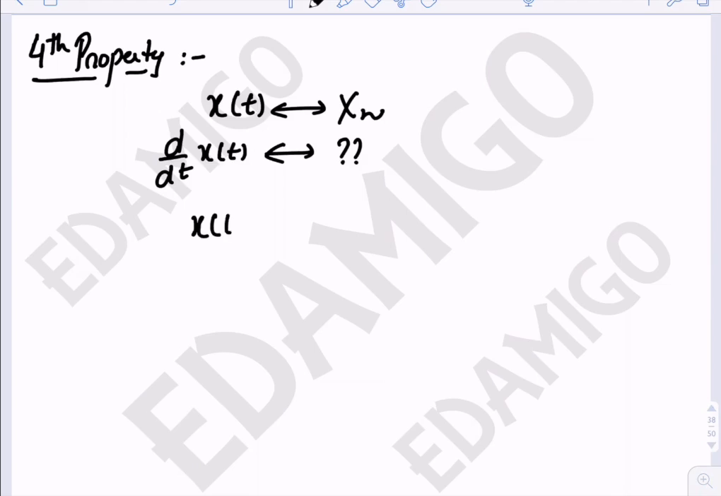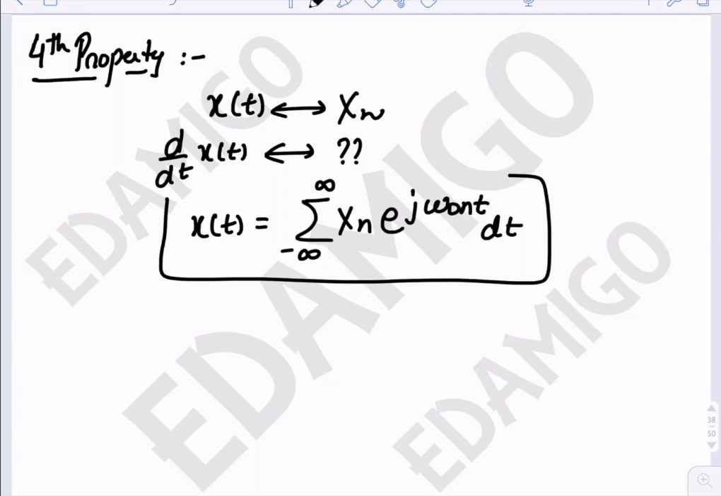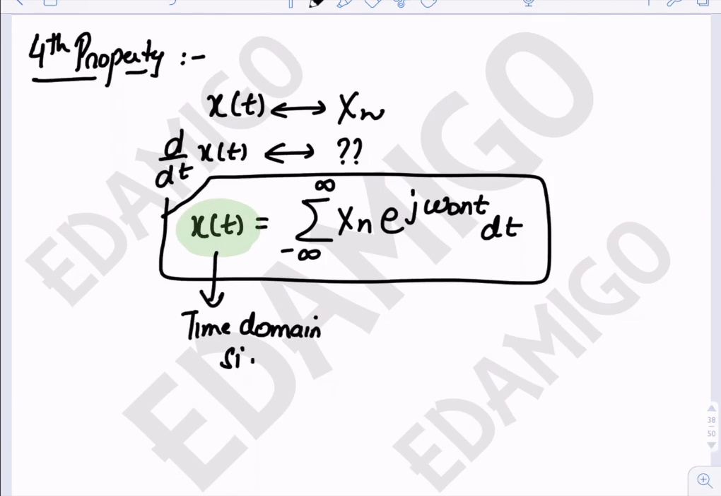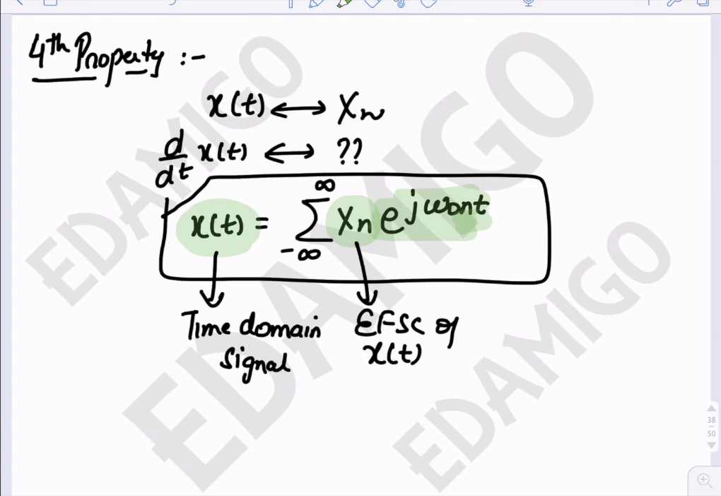Now as we know, x(t) is written as the summation of x_n e to the power j omega naught n t, n from minus infinity to infinity. First of all, let's analyze this expression. This expression says that on the LHS we have the time domain signal. On the RHS we have this term, which is the exponential Fourier series coefficient of signal x(t), and then we have the exponential term.